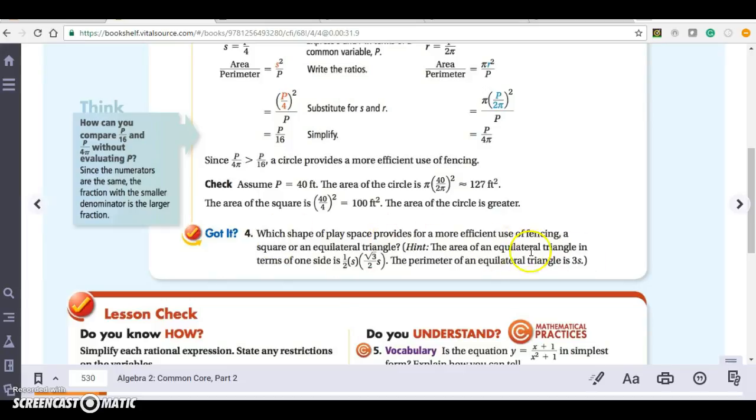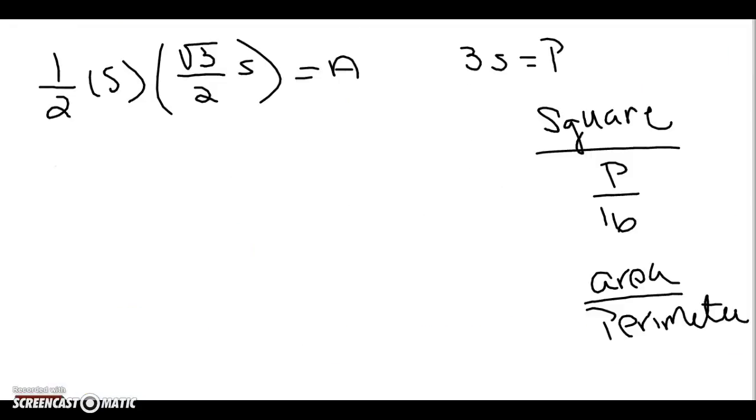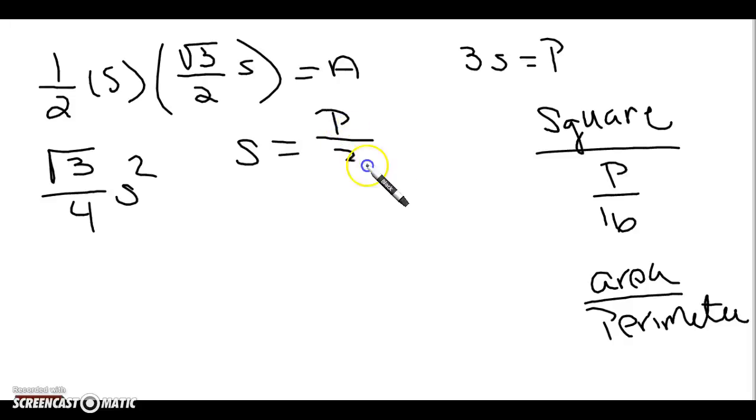All right, and so they give us a hint that the area of an equilateral triangle is 1/2 s times the square root of 3 over 2 s, and the perimeter of the equilateral triangle is 3s. So I've written it here on my whiteboard. First thing I'm going to do is simplify this more, and I'm going to get the square root of 3 over 4 times s squared. I just think that's a little bit easier to see. And then for perimeter, I can solve for s, and I get s is equal to P over 3.